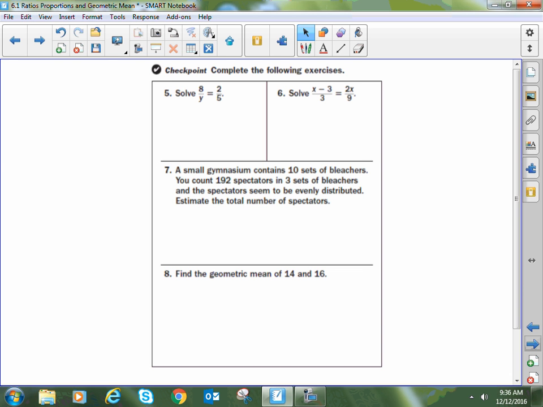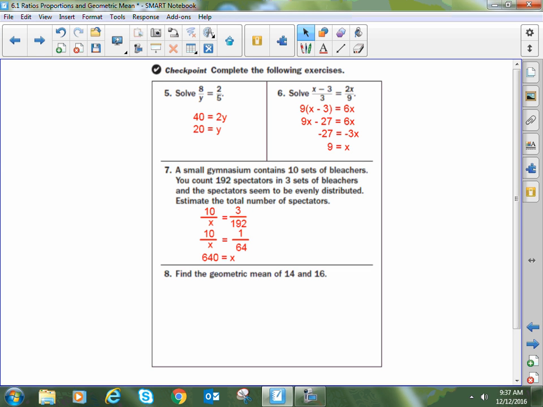All right, guys, I'm hoping that we're all ready to go now. You've hit play, now you're ready to compare your answers. So on 5 and 6, let's just do some cross multiplication. Find the value of y on problem 5, find the value of x in problem 6, and we get 20 and 9 respectively. So here we're comparing the number of sets of bleachers to the number of spectators. However you set up your ratio, whether you say spectators to bleachers or bleachers to spectators, when we set it up and solve for x, I get 640 spectators in this particular example.